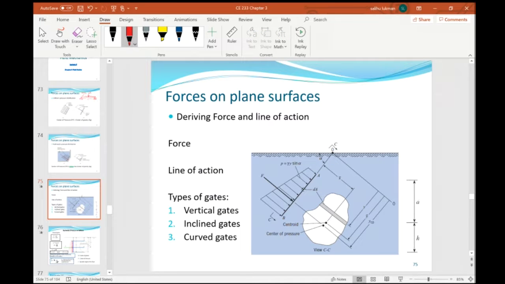Now, forces on plane surfaces: driving force and line of action. If you have a plane surface inside water, the types are vertical gates, inclined gates, and curved gates. Gates are simply hydraulic structures that are used to open or close the passage of water. Here you have the body, and this is the pressure acting. Of course, the deeper you go, the more the pressure. That's why you have the resultant pressure force acting at this point.